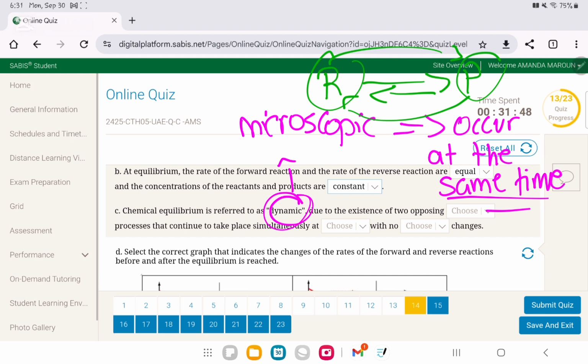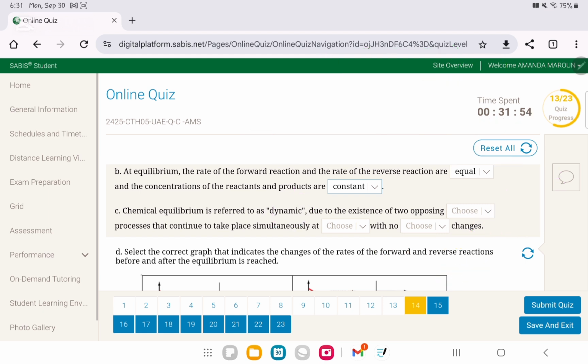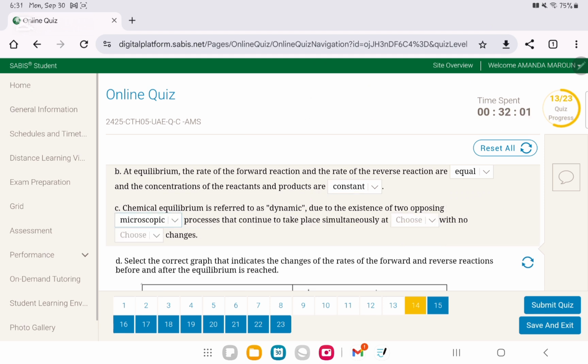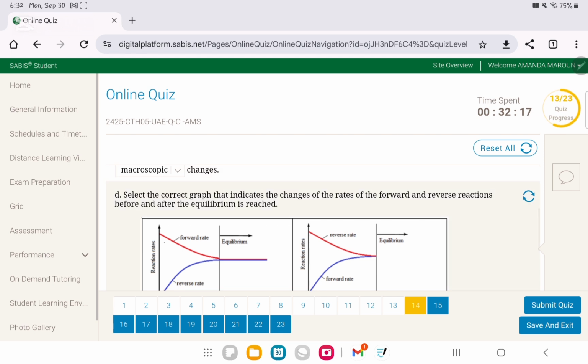But you do not see any visible macroscopic changes. So chemical equilibrium is referred to as dynamic due to the existence of two opposing microscopic processes. We said the reactants and the products are opposing, but they happen at the same time. They continue to take place simultaneously at the same rate because the forward reaction and the backward or reverse reaction are equal, and you don't see any macroscopic changes.